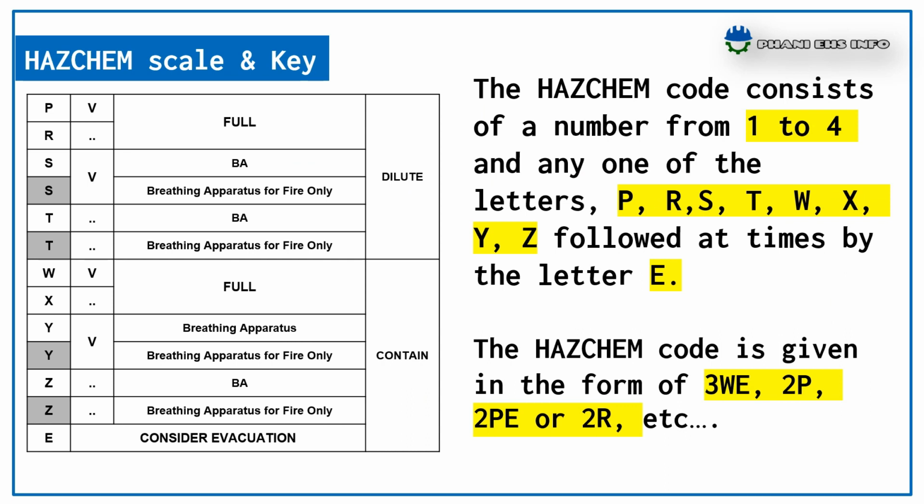HAZCAM scale and key. The HAZCAM code consists of a number from 1 to 4 and any one of the letters P, R, S, T, W, X, Y, Z, followed at times by the letter E. The HAZCAM code is given in the form of 3WE, 2P, 2PE or 2R, etc.